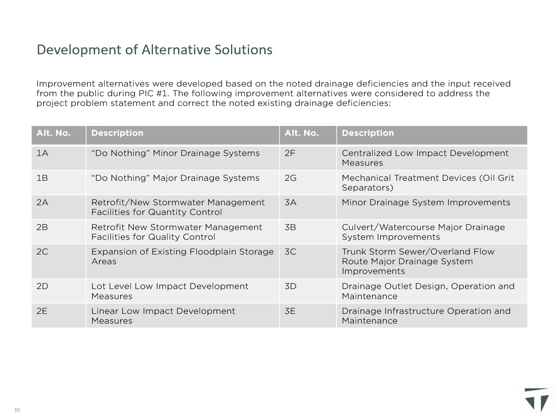Alternative 3A, Minor Drainage System Improvements. Alternative 3B, Culvert/Watercourse Major Drainage System Improvements. Alternative 3C, trunk storm sewer / overland flow route major drainage system improvements. Alternative 3D, drainage outlet design, operation and maintenance. And alternative 3E, drainage infrastructure, operation and maintenance.